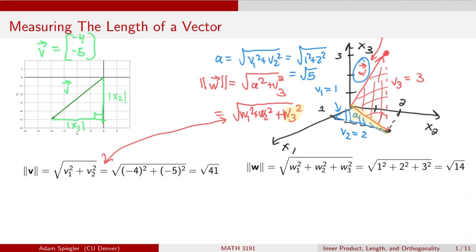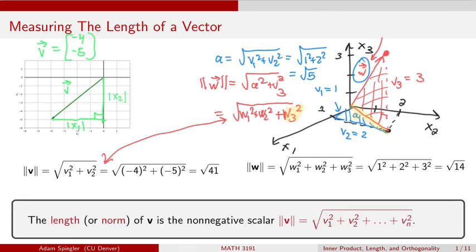So let's summarize these results, and let's extend this in general to vectors that are in Rn. So we say that the length or norm of a vector v, which is in Rn, is going to be a scalar. And again, this is going to be a value which is greater than or equal to 0. We can't have negative lengths. And we find this length by taking each of the entries of the vector, squaring them, adding the sum of the squares, and then taking the square root.